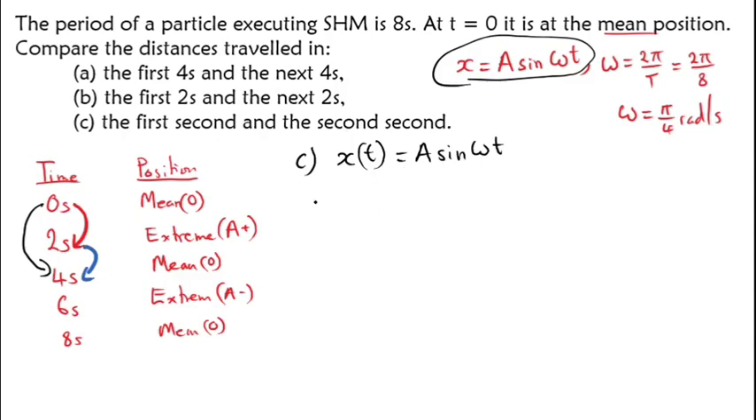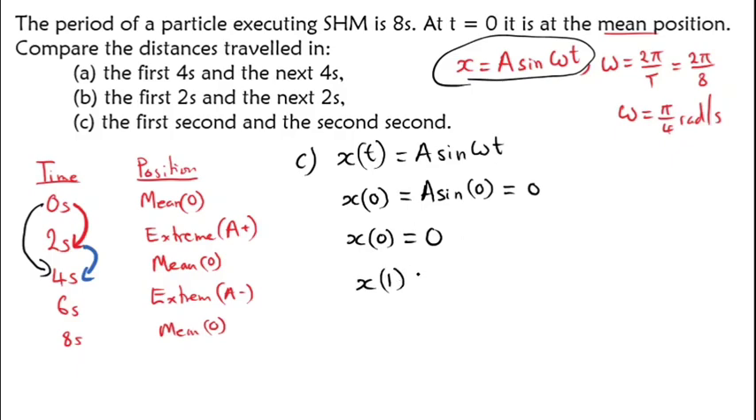First of all, let's compare them with when time is 0. So x(0) will give us A sine omega times t, which is 0. So we get this, hence that will give us 0. So x(0), the position at time 0, is 0 meters. Then next, let's find when time is 1. So that will be x(1).